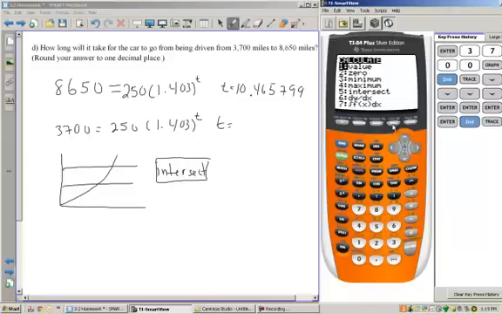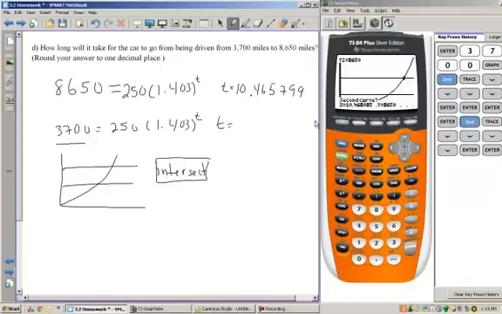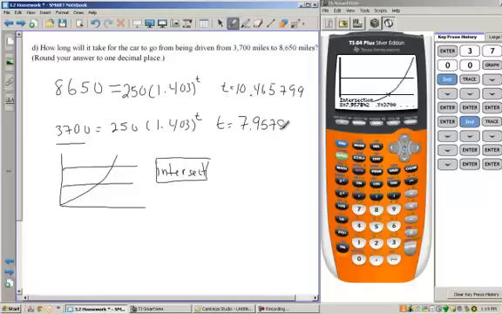Then I can do the second one, so find what t is equal to here. So second, trace again, go down to intersect, hit enter. First curve again, yes. Now it jumps to 8,650. I don't want that. I want 3,700, so I'll just hit down, and notice it takes me down to y3, which is the graph of 3,700, and I hit enter again, and then give it a guess, and it pops out my answer. So this one's 7.957842.